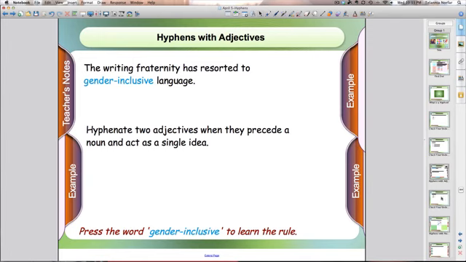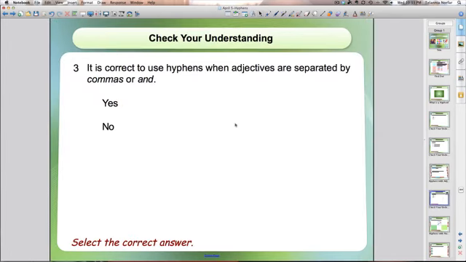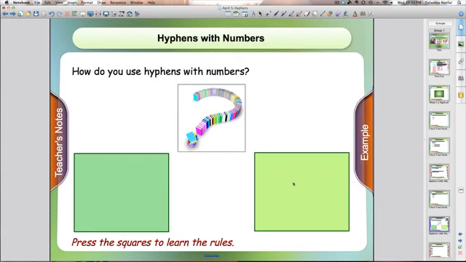Okay, let's check our understanding. Is it correct to use hyphens when adjectives are separated by commas or and? What do you think? Talk with a partner. Unpause the video when you're done. You got it. It is no. So let's keep going with our understanding.